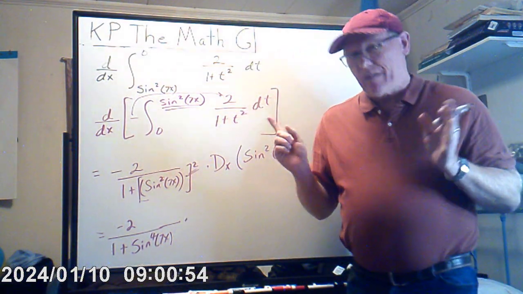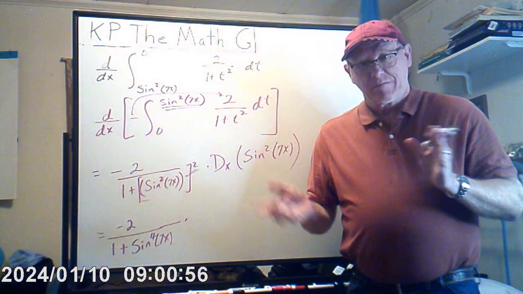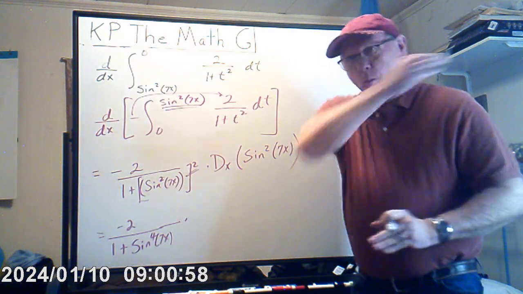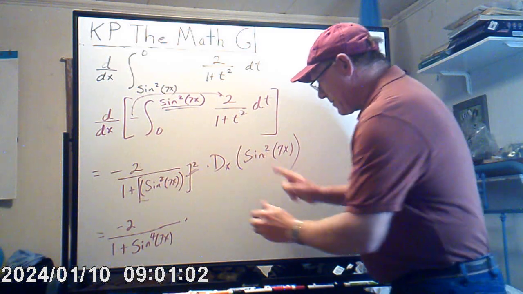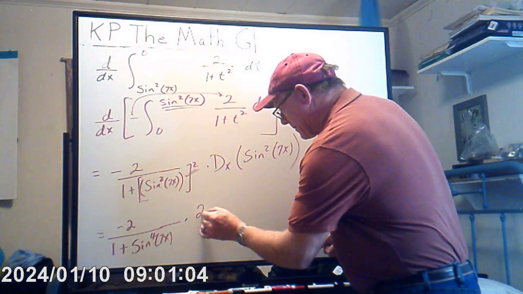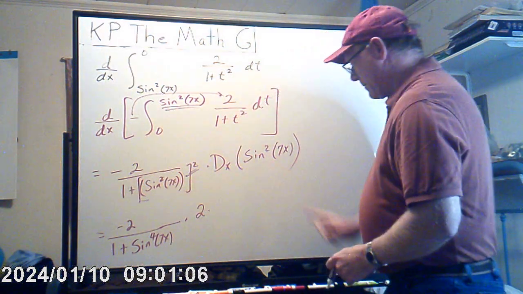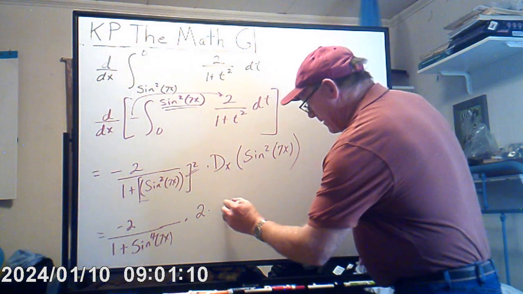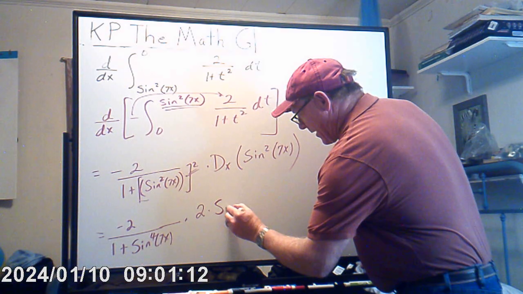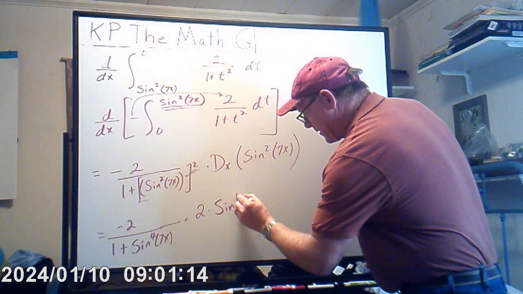If you said chain rule, give yourself a pat on the back. Yeah, absolutely. So right here, times 2. Now remember, we work from the outside in. We're not taking the derivative of sine. Remember, this is reduced by 1.